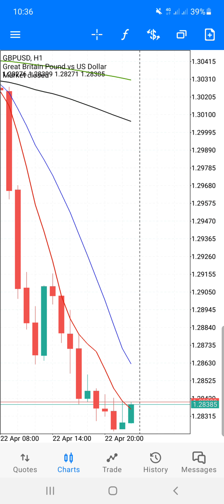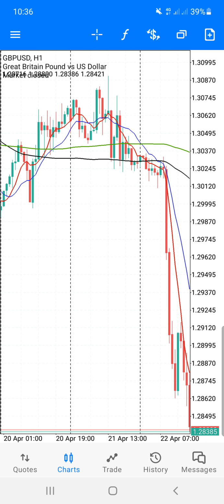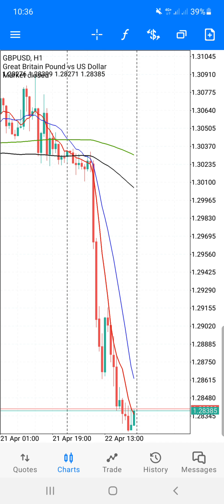So let's say we are in a downtrend. As you can see in this case, all the candles are below the 200 moving average, the 200 MA, and the black, the blue, and the red are all below it. So now what is advisable? If you're looking for opportunities to sell, you're looking for where the red moving average crosses the blue moving average.